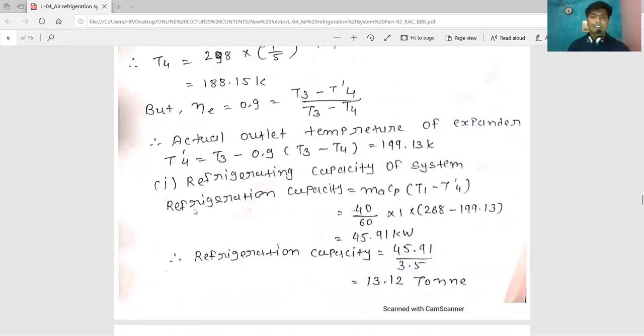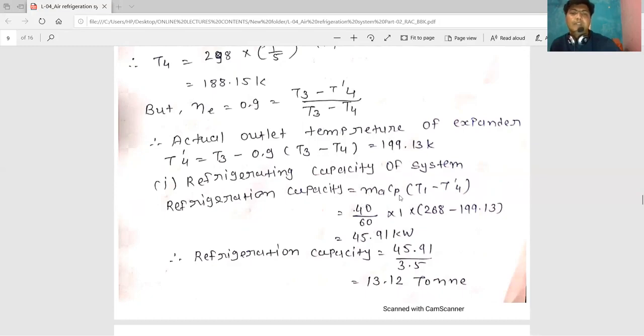So now calculate the refrigerating capacity of the system. If you want refrigeration capacity, it comes in terms of ton. So we require the mass of air. So refrigeration capacity, but RE is different. RE, refrigeration effect, is per kg. If we multiply mass with RE, the refrigeration effect, then it is called refrigeration capacity.